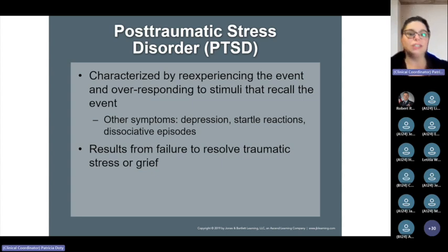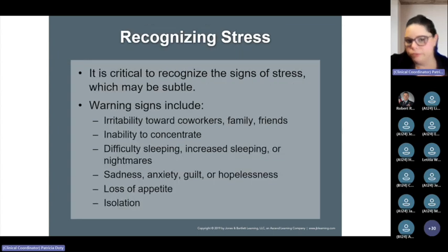Depression is another one. Dissociative episodes, drinking on the job, or just drinking in general all the time, using other avenues. You'll see the results from failure to resolve traumatic stress or grief. Okay, so let's recognize stress.